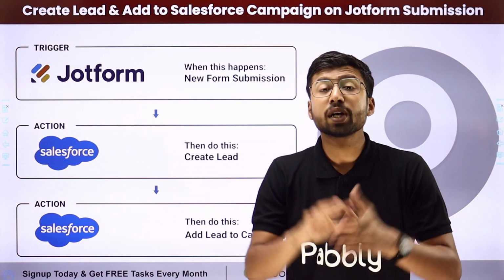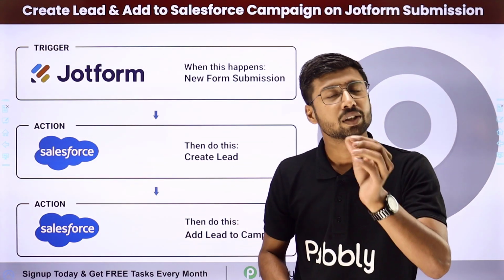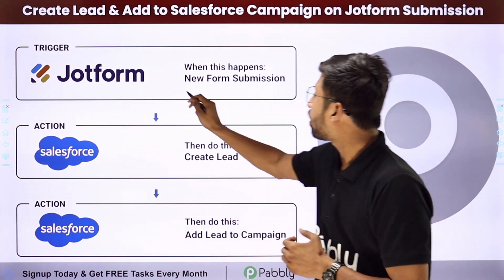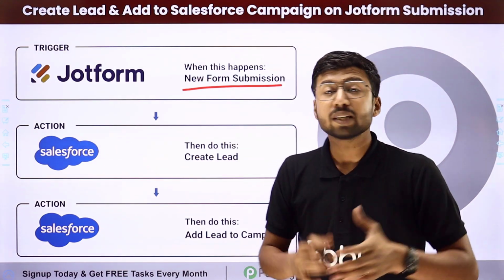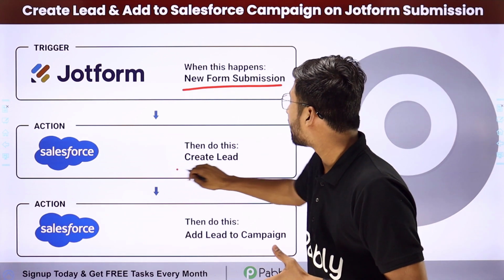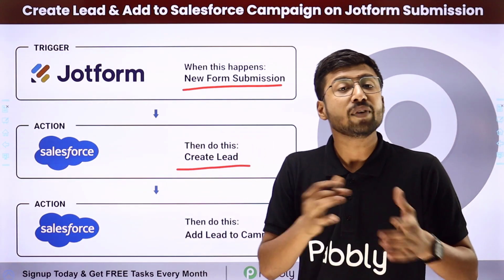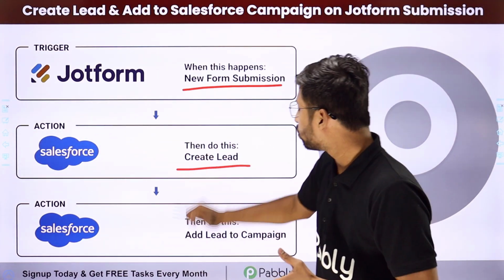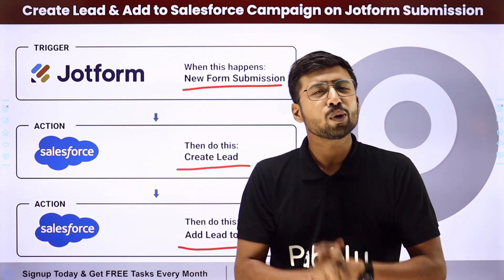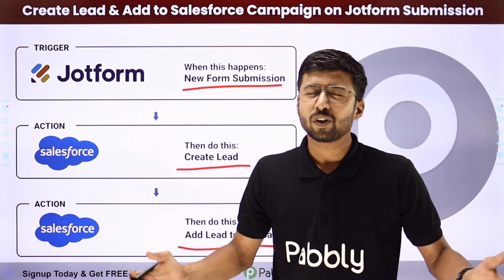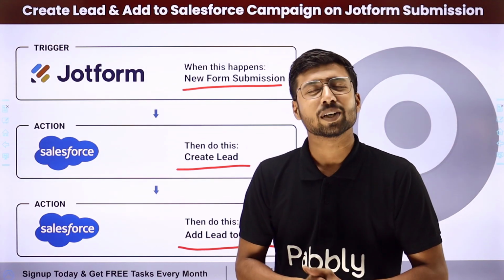So let me tell you, you can actually automate this whole process. In this automation, whenever we receive a new form submission in Jotform, automatically with the same details, that user will be added as a lead in Salesforce, and we are going to add this new Salesforce lead to a particular campaign in Salesforce as well. Now, if you want to know how you can set up this automation, you just have to come with me to my screen.